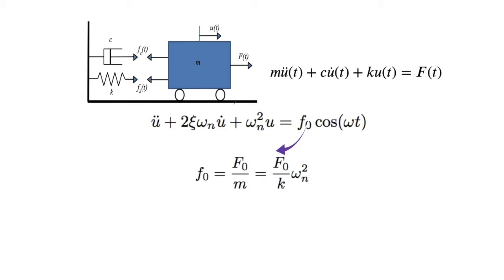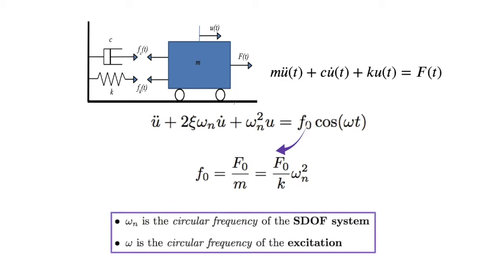Or, which is the same, to big F naught divided by k and multiplied by omega sub n squared. This last expression is obtained by recalling the definition of the natural circular frequency of the system as the square root of k over m. At this stage, it is important to distinguish between omega sub n, which is the natural circular frequency of the structure, and omega, which is the circular frequency of the force in action.